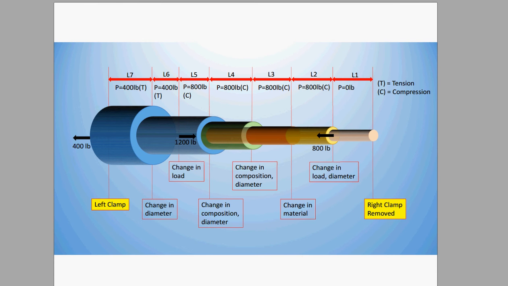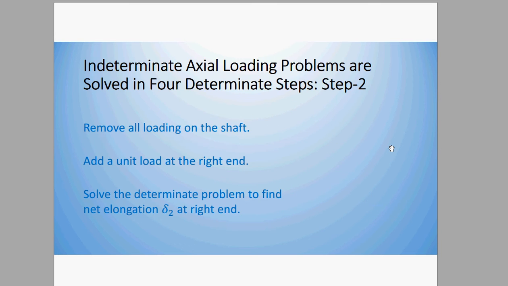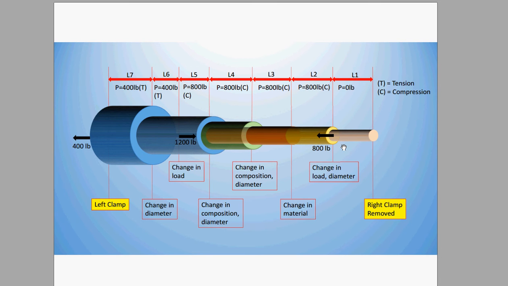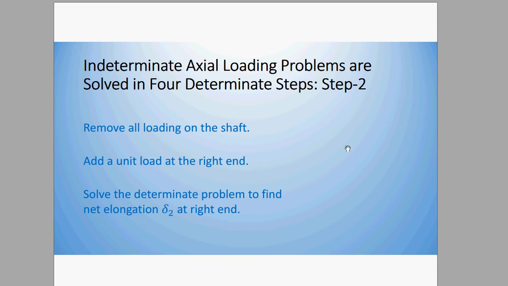So here you can see we have our shaft, and you have your loads on the shaft broken up into segments like you normally would. Left end is clamped. The right end is free because we removed the clamp for now. And you can see through the summation of forces here that there's a load on the left. So you can solve for the elongation after looking at all of these steps.